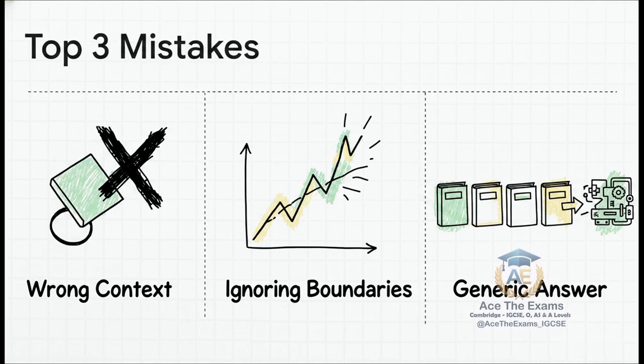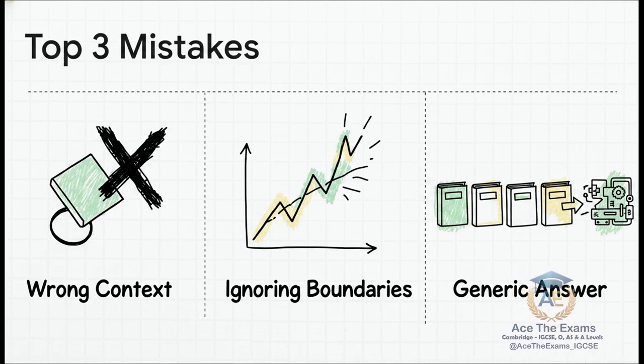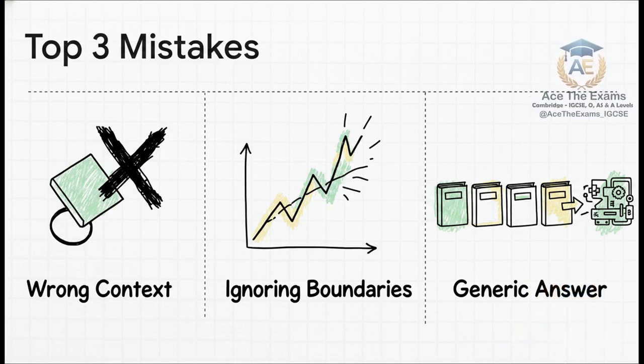Providing generic, non-specific answers. This is the most common mistake. Rule 3 to fix this. The time management matrix. Allocate your time based on the marks available. If it's an 8-mark evaluation question, do not spend 6 minutes writing generic definitions. Spend that time analyzing the unique context of the prompt.